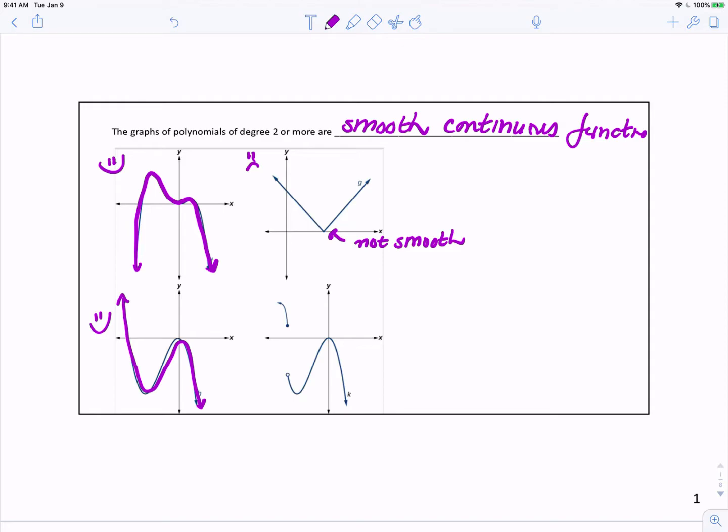But this next one, notice it's smooth, but if I were going to draw it, if I did this first piece, I would have to lift my pencil in order to get to the second piece. So this is not continuous. So the graphs on the left are of polynomials, and the graphs on the right are not polynomials.